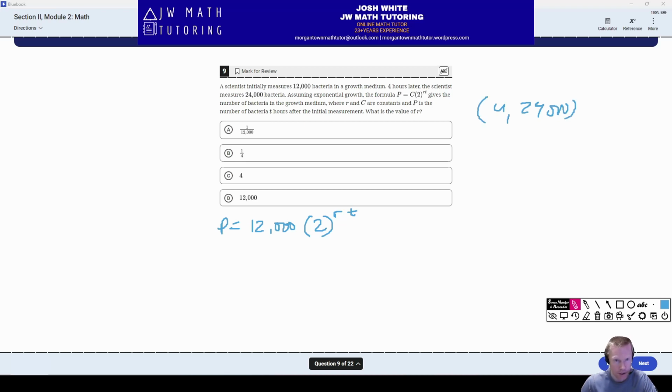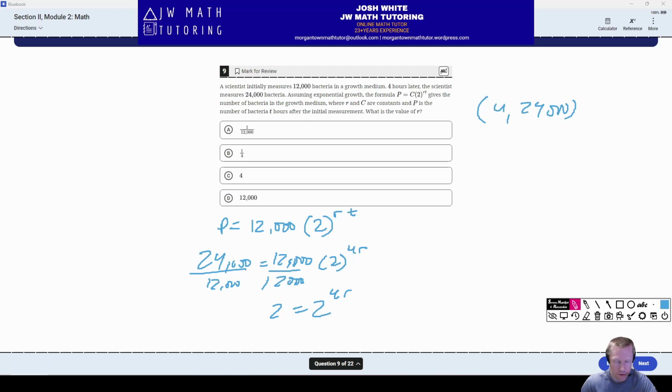So what that means is we can replace 24,000 on the left for P. We got 12,000 on the right. You've got 2, and then T is going to be 4 since it's 4 hours. Okay, so now you divide by 12,000. You get just 2. That's equal to 2 to the 4R.